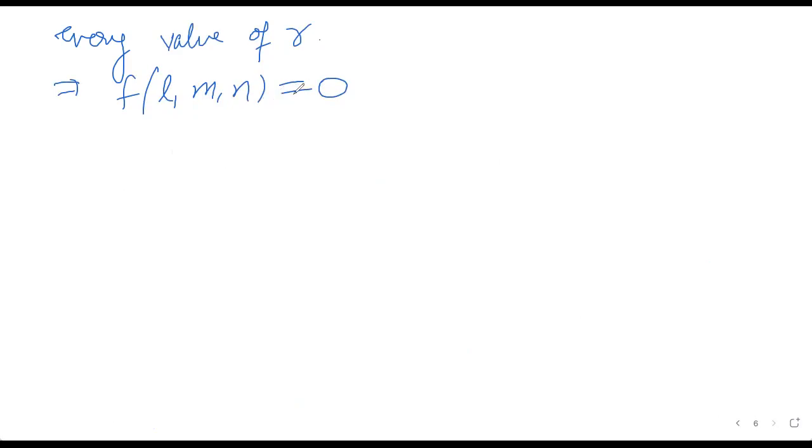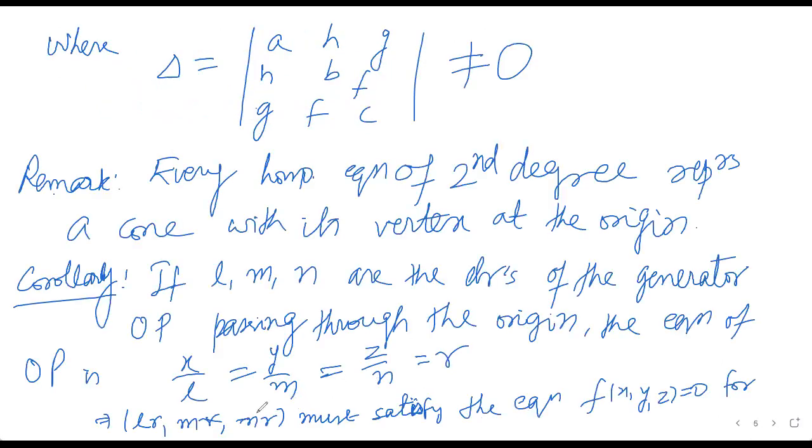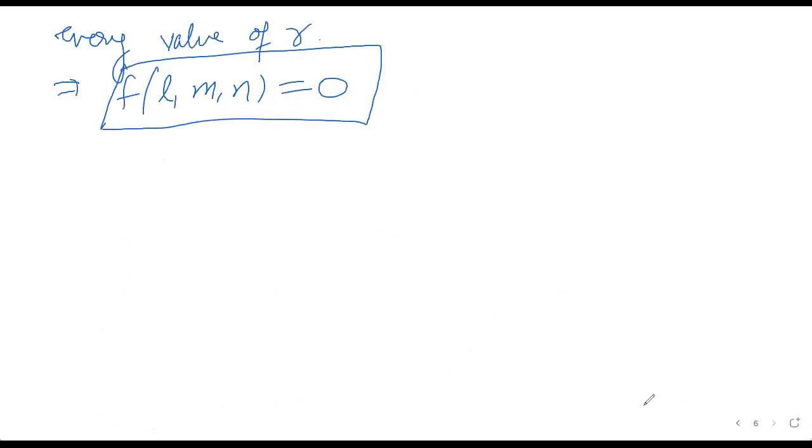So the equation in x, y, z can be written in terms of the direction ratios. I will replace x, y, z by LR, MR, NR, and R will come out common. You can remove your R. So this equation will become an equation in L, M, N, and it will be a second degree equation.